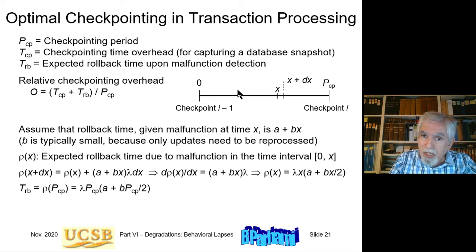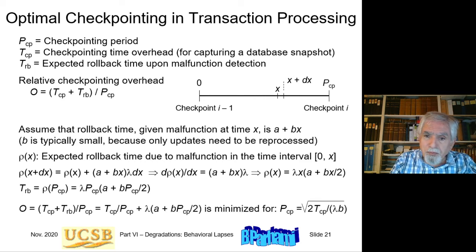Okay, and that takes time that is proportional to X, we assume in this model. So again, with this model, we can determine the optimal checkpointing, which will be different, of course, because we are making different assumptions. And this time, there is the checkpointing overhead, there's the rollback overhead. And then this is minimized for PCP, basically the checkpointing interval.